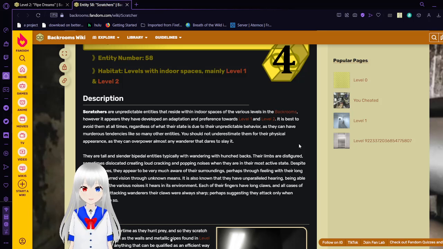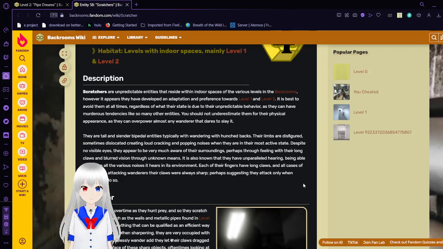It is best to avoid them at all times, regardless of what their state is, due to their unpredictable nature, as they can have murderous tendencies like so many other entities. You should not underestimate them for their physical appearance, as they can overpower almost any wanderer that they're sailed. They are tall and slender, bipedal entities, typically wandering with hunched backs.